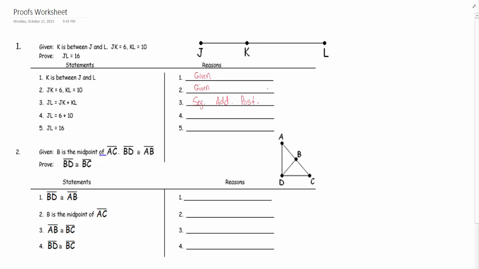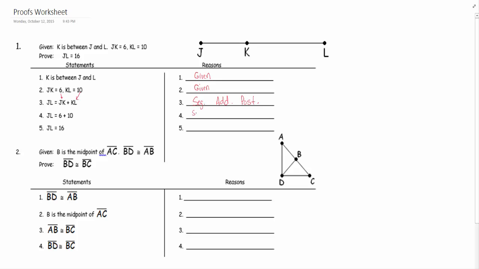So step 3 would be your segment addition postulate, and I would add that to your list of the properties that you're using for your proofs, because it won't be the last time you use that. Okay, so now that we know the segment addition postulate, we got our equation. It looks like JK became 6. Looks like we substituted that. KL, it looks like we substituted 10.